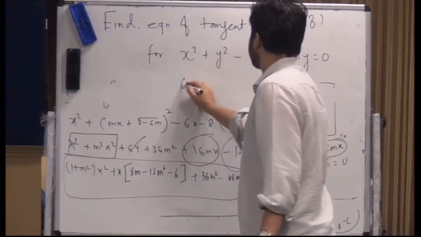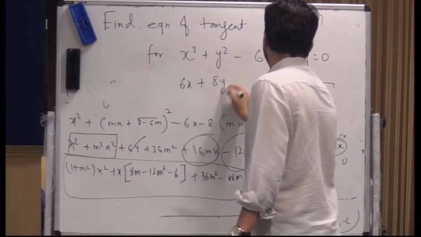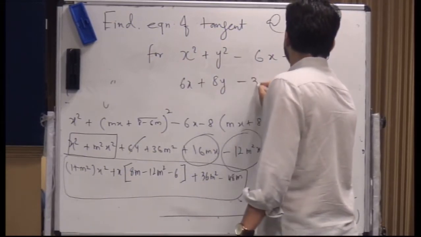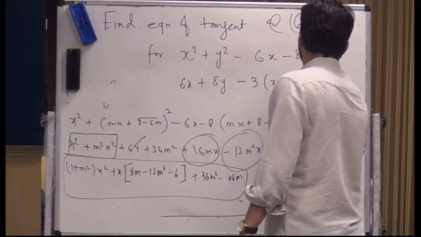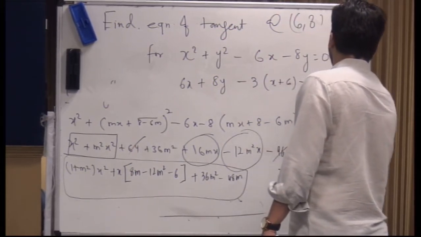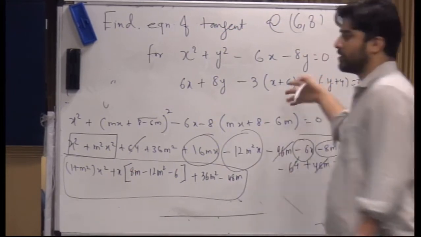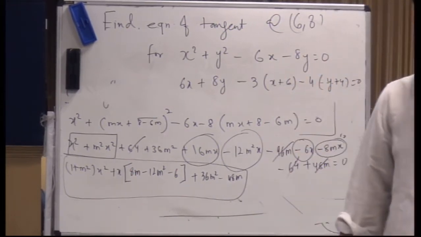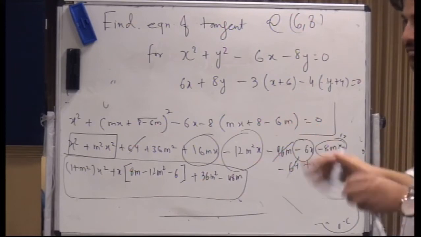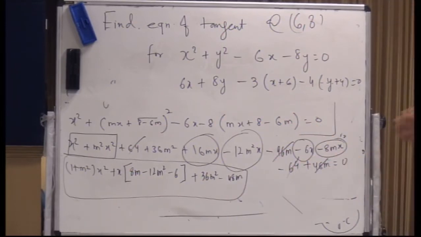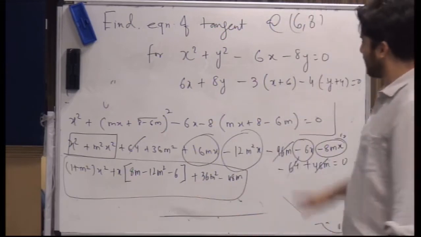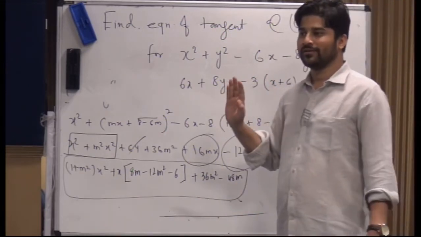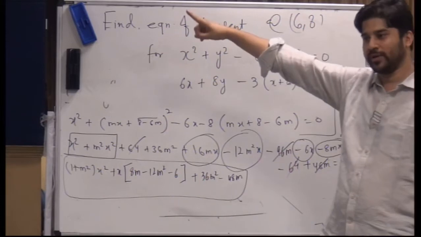इसका आंसर होगा 6x plus 8y minus 3 into x plus 6 minus 4 into y plus 4 is equal to 0. This is your answer. We'll arrive to that, but only through a proper method. Then only we'll be able to appreciate the magic, right? This is the answer. कर लो calculation, वही answer आएगा जो हमने निकाला था पहले.